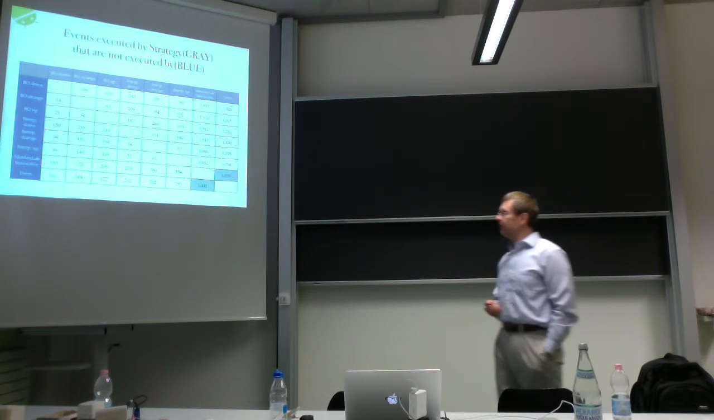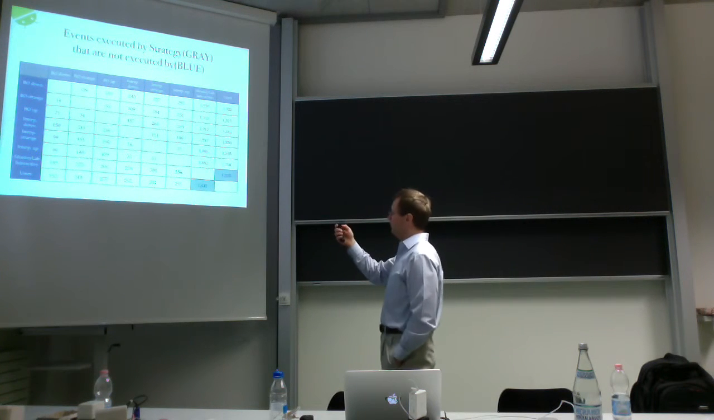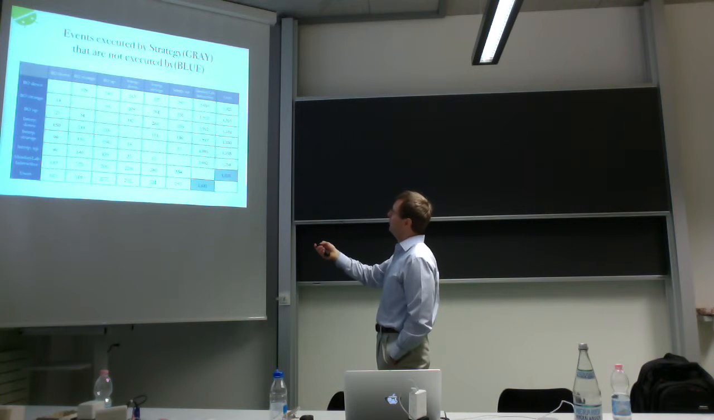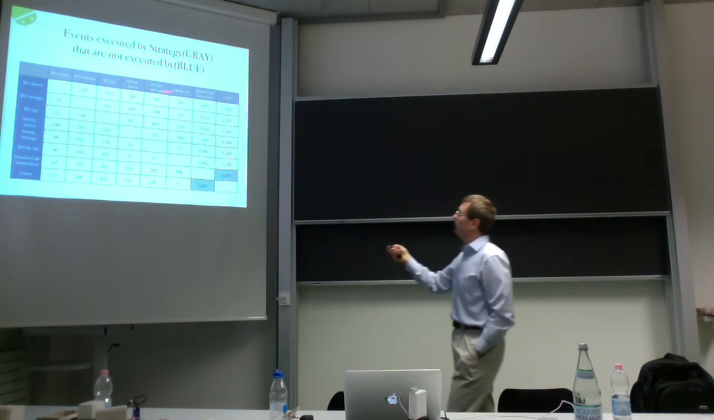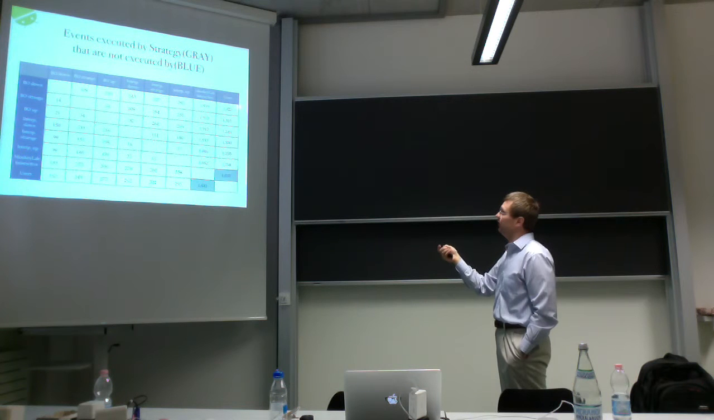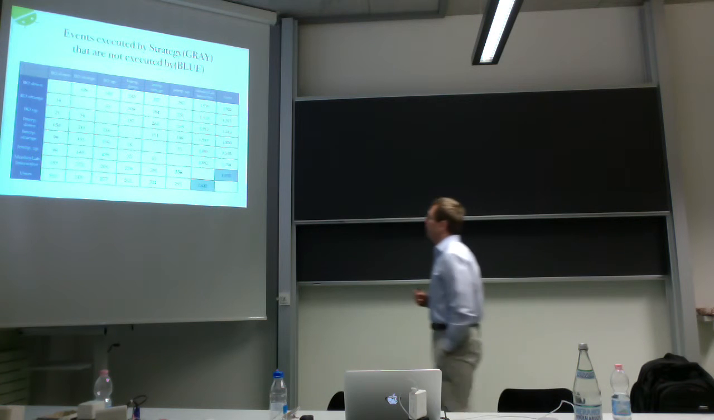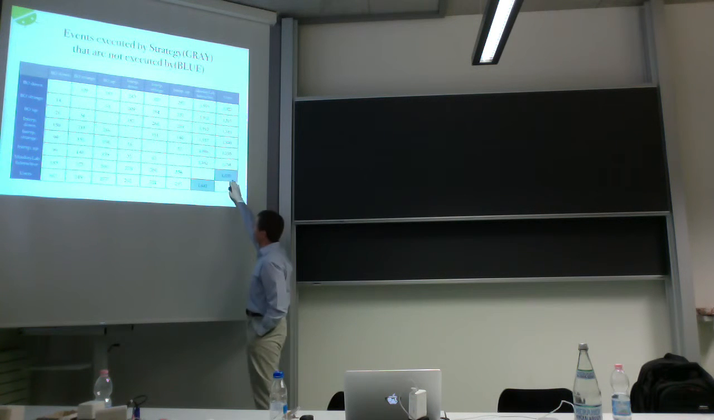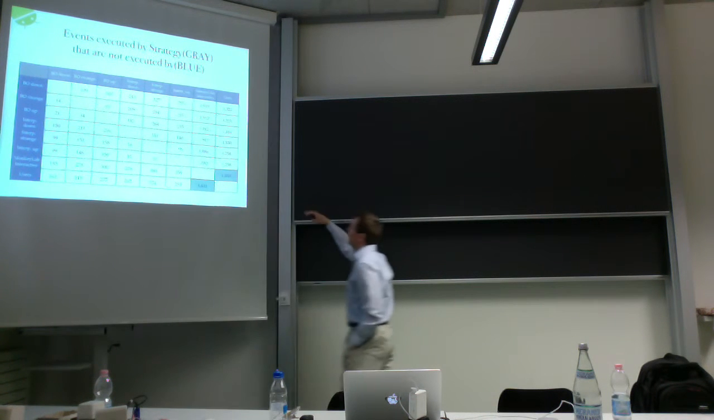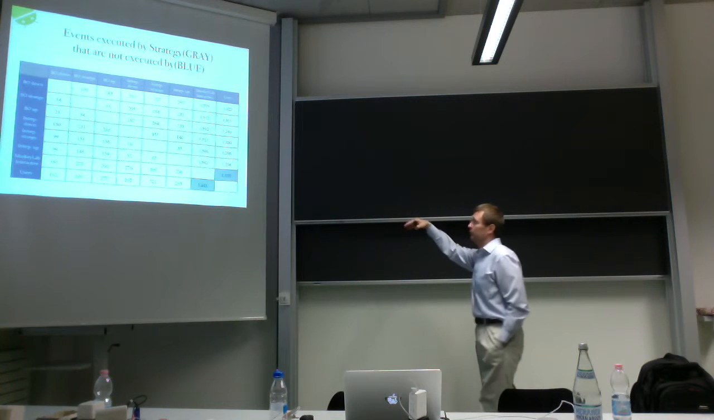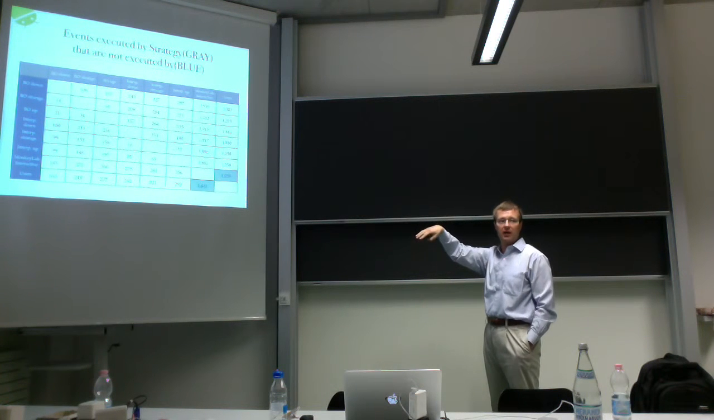Another interesting insight into the data is if we look into the table. Essentially it shows events executed by a given strategy here, which are not executed by the strategy in blue. Okay? So what I would like to highlight here is this first number, 1,000 events, which are executed by the users, but not exercised by Monkey Lab in interactive mode.